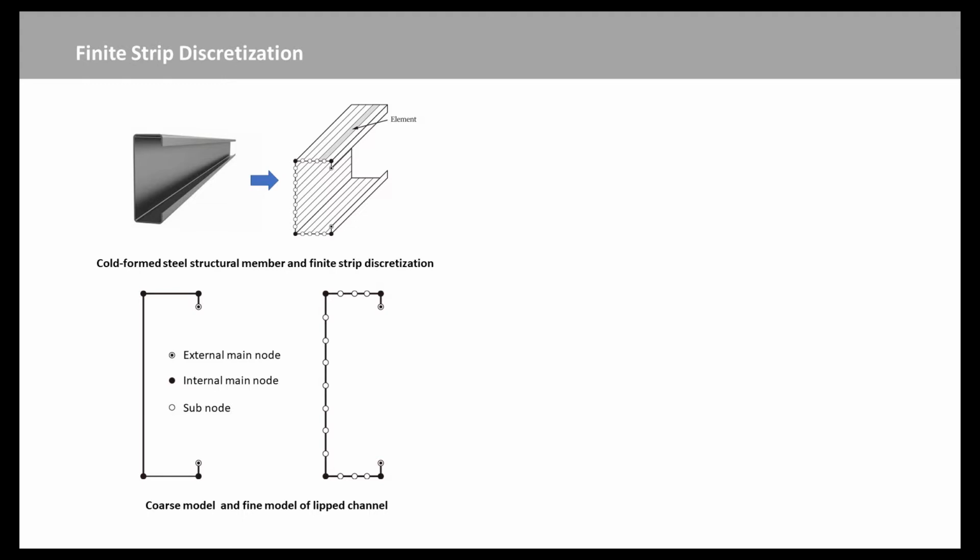At the very minimum, a cross-section needs to be discretized into a number of flat plate segments connected at main nodes. Although each plate segment can be further discretized into smaller strips at some nodes, main nodes associated with only one strip are termed external main nodes, as opposed to internal main nodes which connect multiple strips.